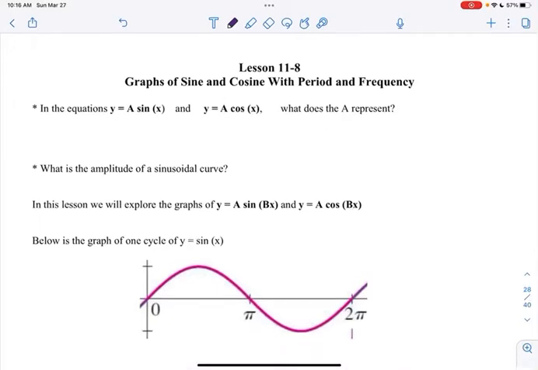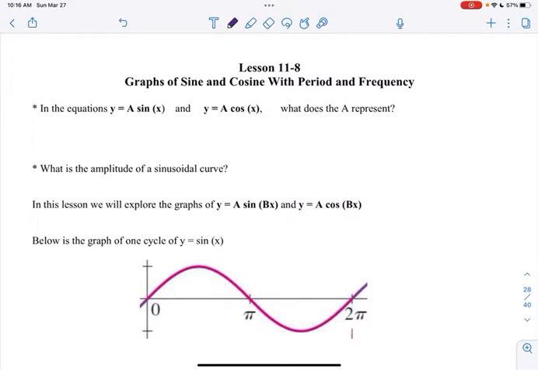Hi, Algebra 2. This is Unit 11, Lesson 8, and today's lesson is about graphing sine and cosine, but this time we're going to look at the period and the frequency. So remember the other day in Lesson 7, we talked about equations that had a coefficient in front. We referred to that as our A. What does the A represent?